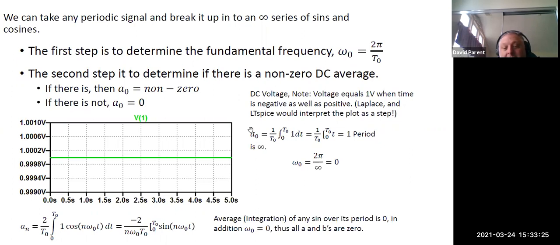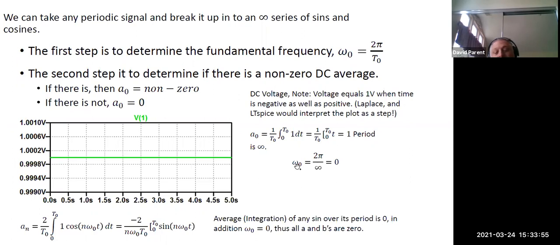So here's the equation for the DC average. And if we just go through the math, I don't know what the period is, but I'm just going to pick one anyway. We get 1. And if it was a 1 volt DC, yes, there's an offset of 1 volt DC.